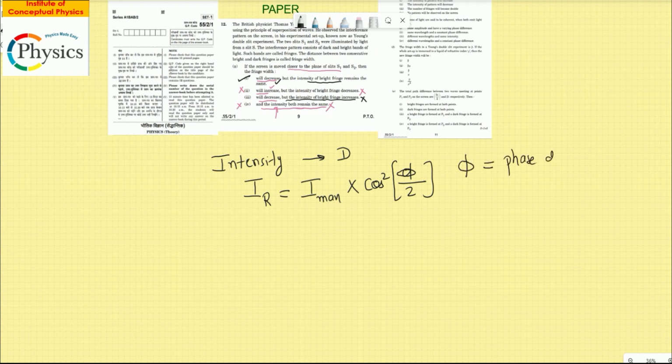The phase difference between the two coherent sources is the phase difference, right? This is more mathematical in nature, but we have to establish some relationship between intensity and D and then decide which one is correct. Either it is 1 or 3, because as far as the width goes, it does decrease. Now our dilemma is intensity.